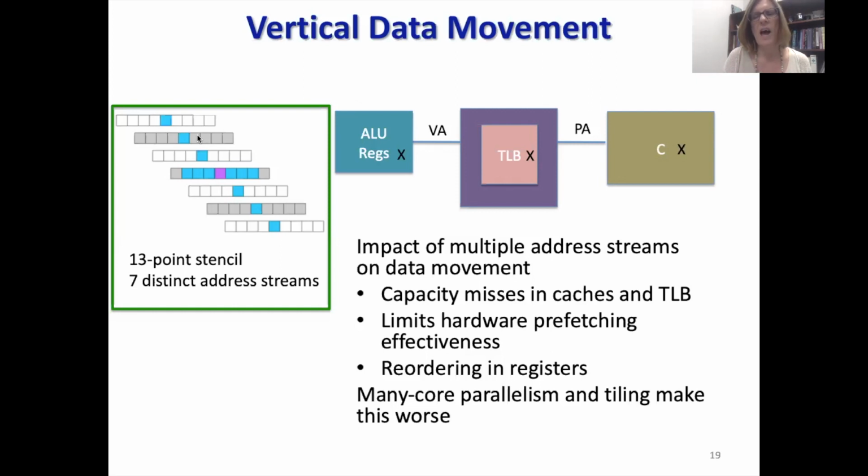And now let's think about what happens when we add something that's commonly done to reduce the footprint of data in cache. That's tiling. Tiling is going to introduce even more address streams, particularly if we make the tiles relatively small. And parallelism, thread level parallelism, is going to add even more address streams. So as we increase the core count, or we increase the amount of parallelism, we're going to put more pressure on the system.